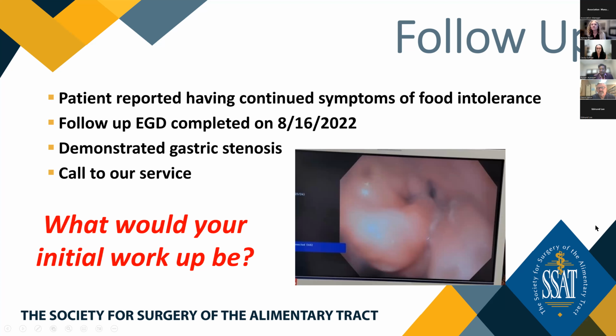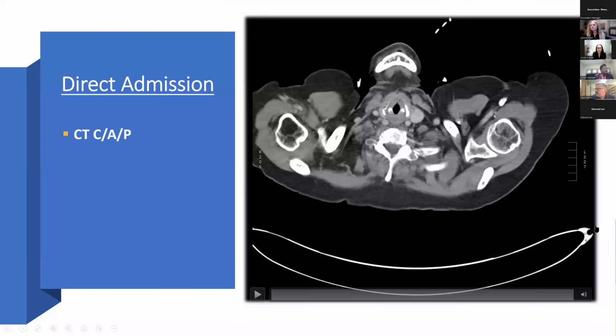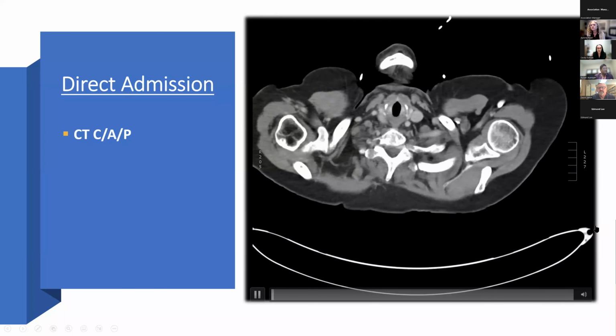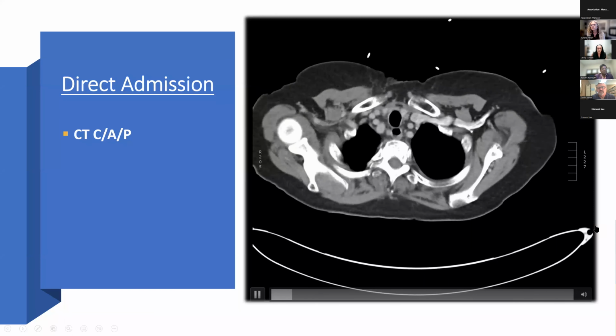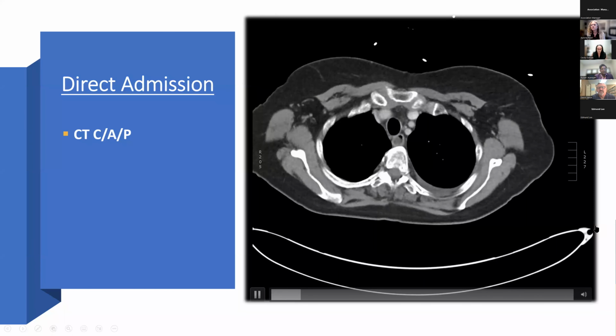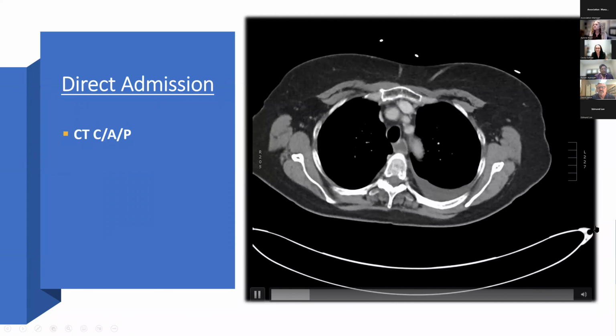Dr. Ed Lin? Yeah, I'd get an upper GI just to look at the degree of the stenosis and also look at how it transits through the stomach and the esophagus. Okay, and that's great. We actually did get a chest, abdomen, pelvis. If anyone is interested in trying to take a read at this, I'll slow down at the interesting parts.